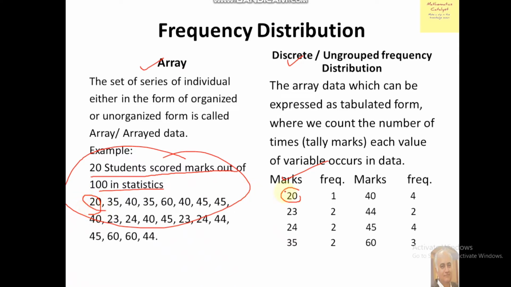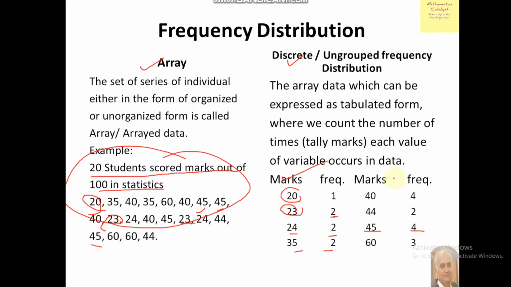And after that, 23, how many times is it there? When you check here, it is 23, and here is also 23. So 23 appears 2 times. इसी तरीके से 34 is also 2 times, and 35 you can observe is also 2 times, and 45 is 4 times. You can see here 45, and it is also 45, and it is also 45, and basically it is 4 times.